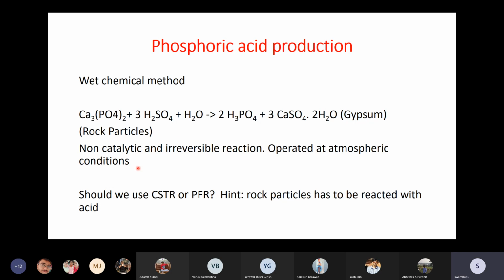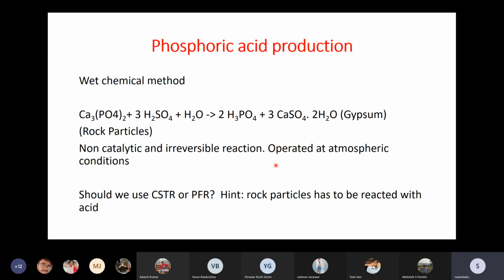This is a non-catalytic irreversible reaction. Phosphate rock, that is rock particles, reacts with sulfuric acid and water, producing H3PO4 and gypsum. This doesn't need any catalyst, it is an irreversible reaction, and it is operated at atmospheric conditions.